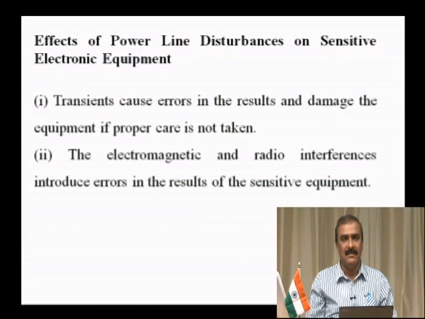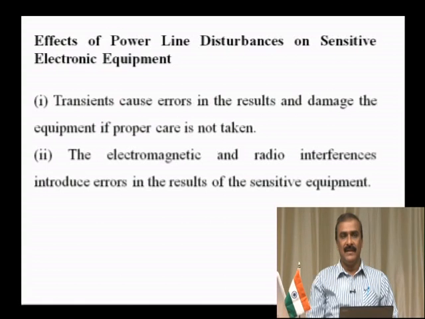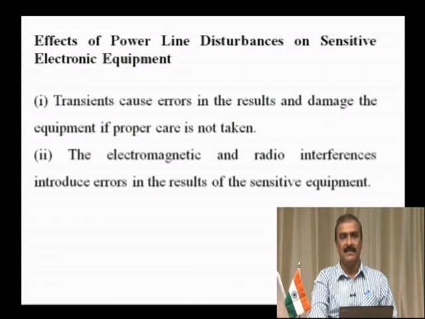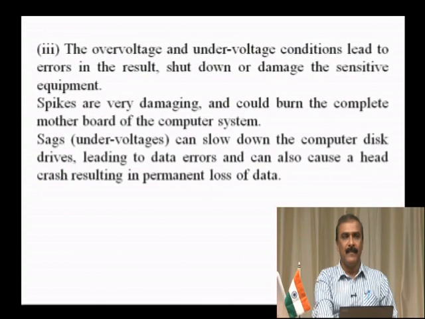Number 1 is your transient. In the very beginning I started with transient. Transient causes errors in the results and damages the equipment if proper care is not taken. Transients are switching surges, that is all. It causes a sudden increase in instantaneous voltage, which can definitely damage the ICs which are present. Since your equipment is very sensitive to such voltage surges or transients, definitely it will cause damage. The other one is electromagnetic and radio interference, which results in erroneous results of the sensitive equipment. This is the electromagnetic and radio interference effect. The next one is overvoltage and undervoltage conditions, which lead to errors in results, shut down or damage the sensitive equipment.